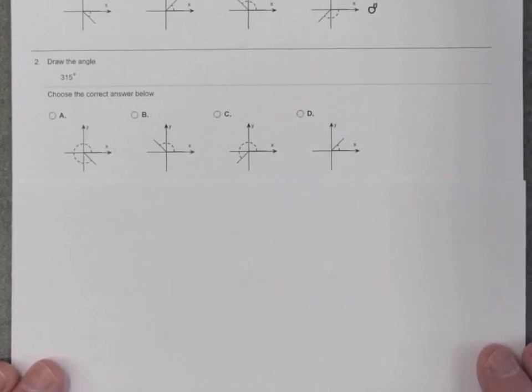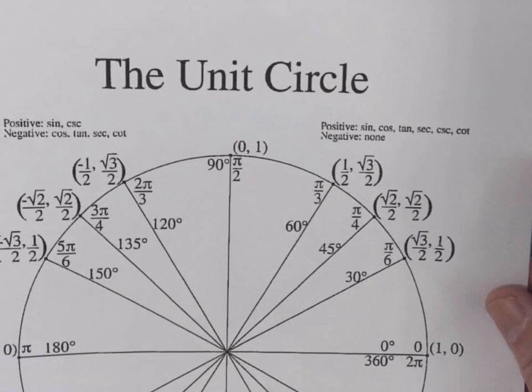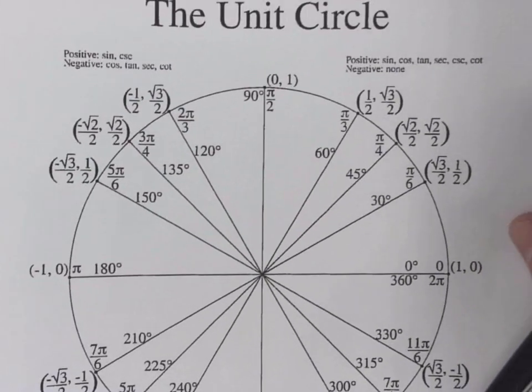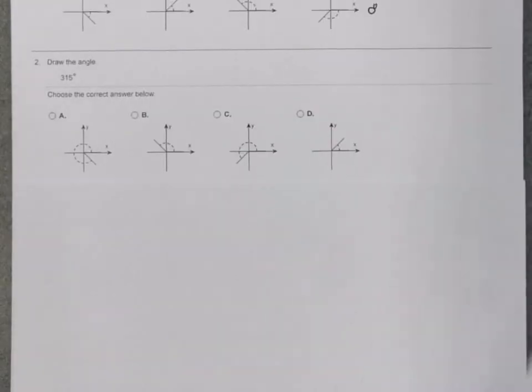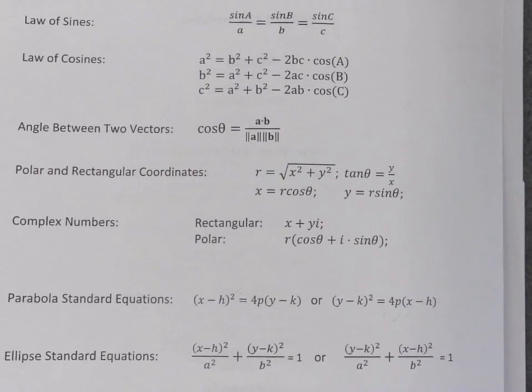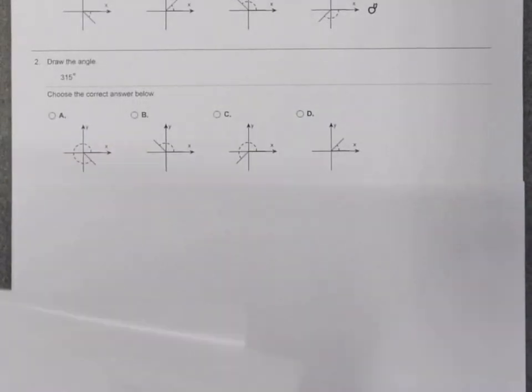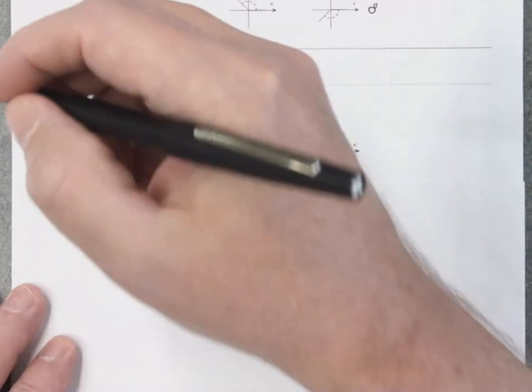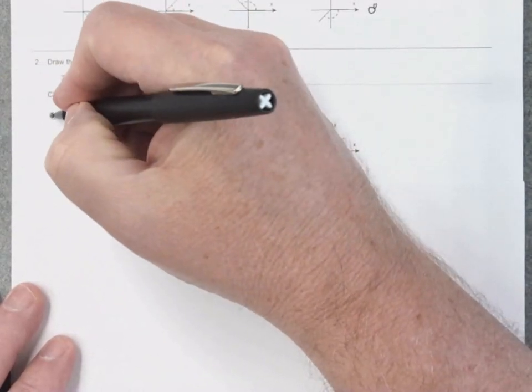For some of these, you can refer to your unit circle. For instance, 315 degrees is actually a special angle. So on the exam, just to note, you will be allowed to use your unit circle, and you will also have this formula sheet, front and back. But I know that 315 degrees is down here in the 4th quadrant, so the answer is going to be A.